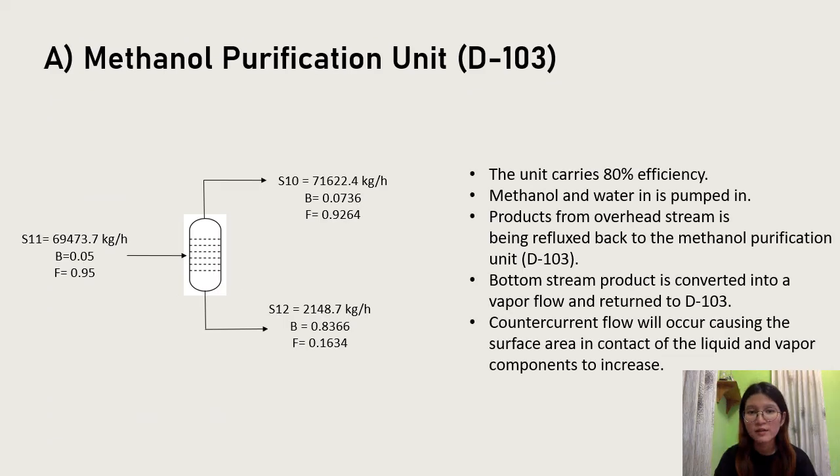The first one is the methanol purification unit. This unit carries about 80% efficiency. Methanol and water enter this unit, and one of the products of the overhead stream is refluxed back to the same unit, while the bottom stream is converted into a vapor flow before being returned to the same unit. As the overhead stream is liquid while the bottom stream is vapor, countercurrent flow will happen. Recycling in this process is to increase the efficiency of the methanol production.